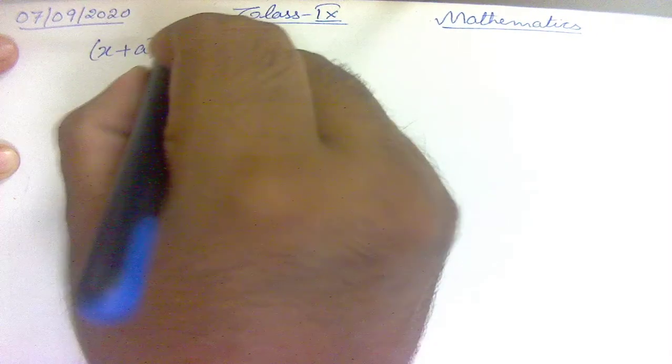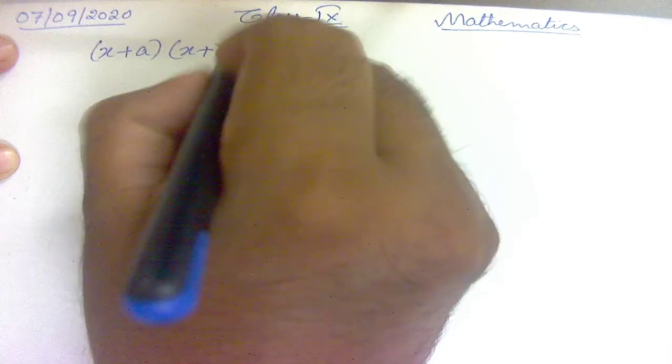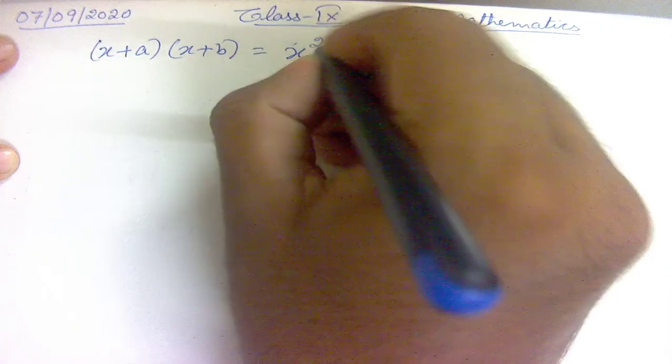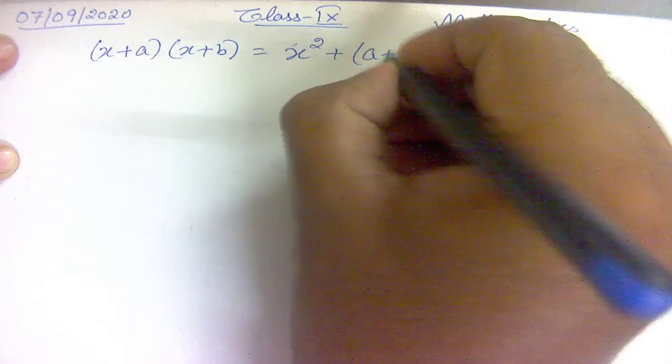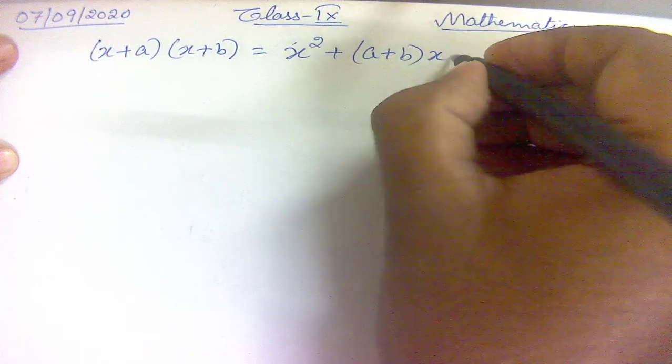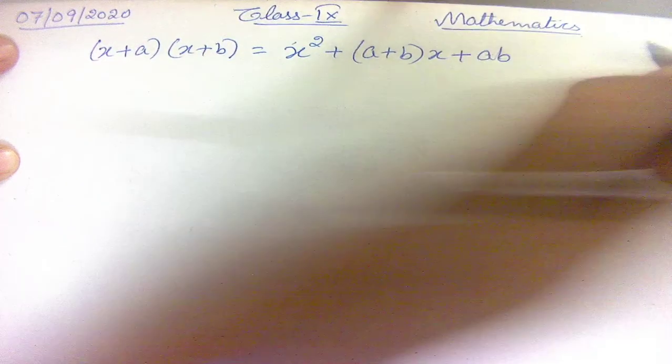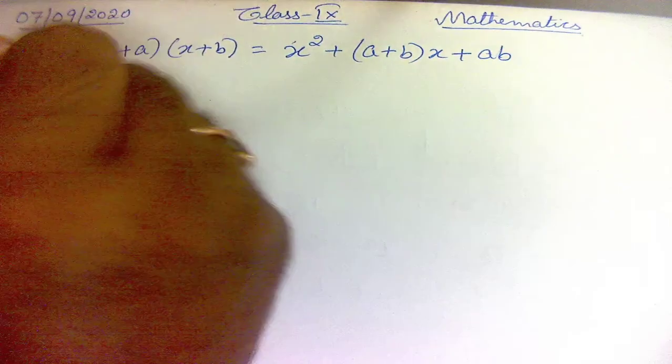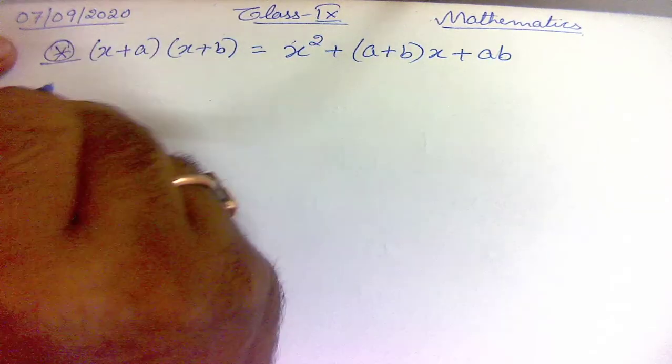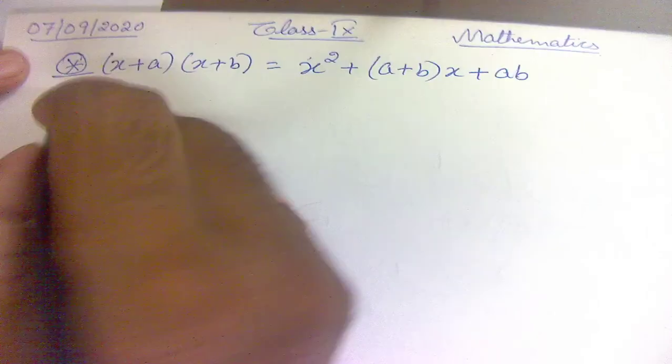In the previous video we had discussed the identities. We had done the identity (x + a)(x + b) = x squared + (a + b)x + ab. This is one of the identities which we had done.